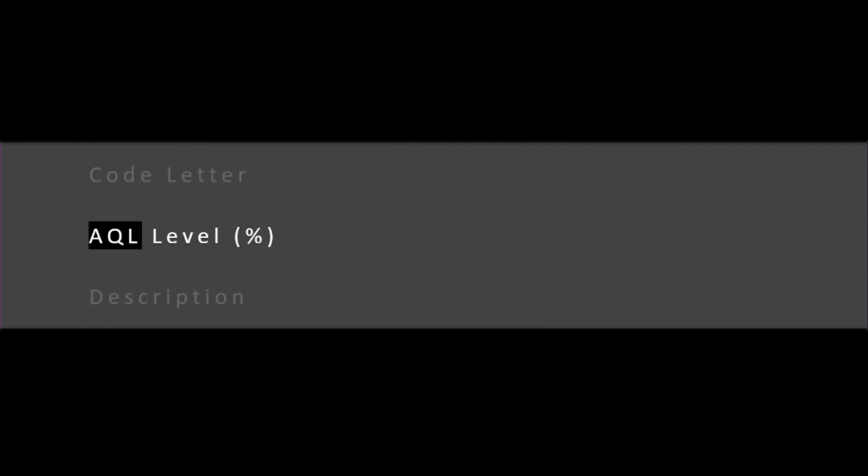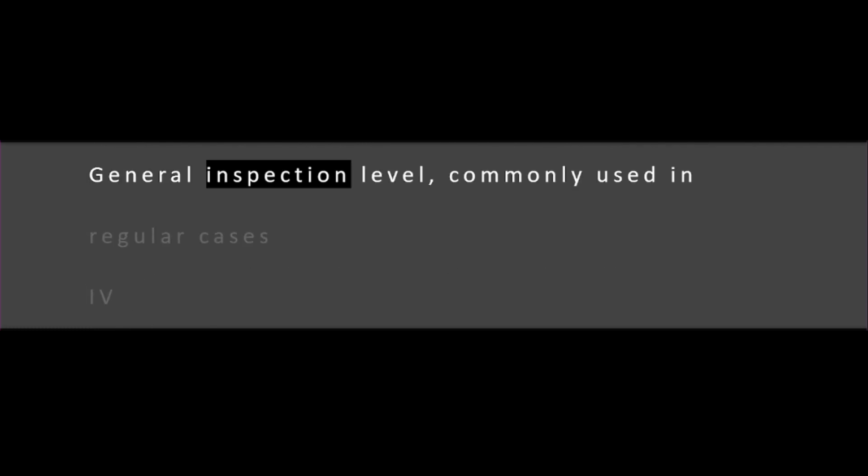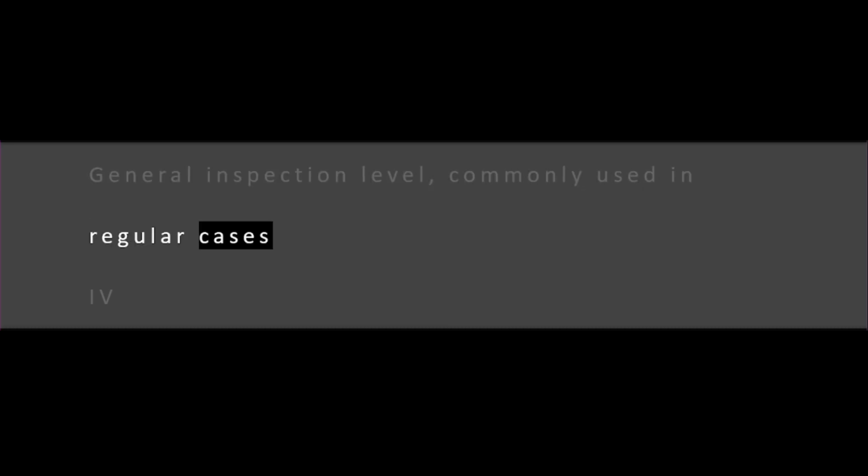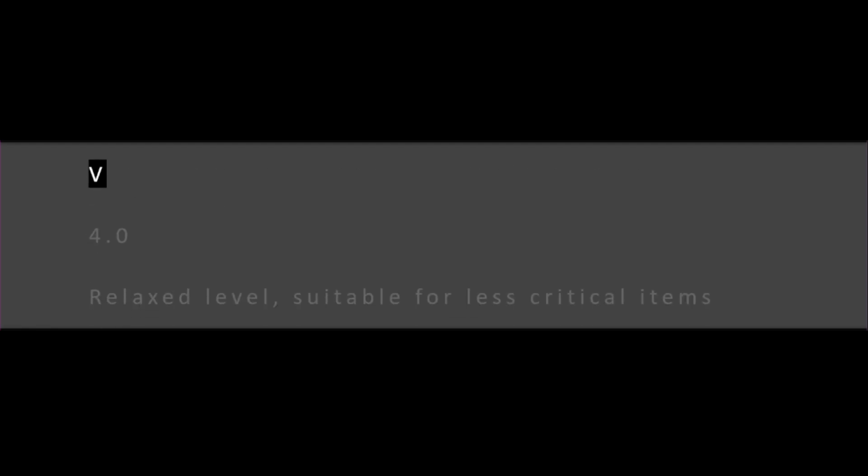Code letter, AQL level %, Description. I: 0.065, strictest, suitable for critical applications. 2: 0.25, high level of inspection, suitable for important products. 3: 1.0, general inspection level, commonly used in regular cases. 4: 2.5, lower level of inspection, for less critical situations. V: 4.0, relaxed level, suitable for less critical items.